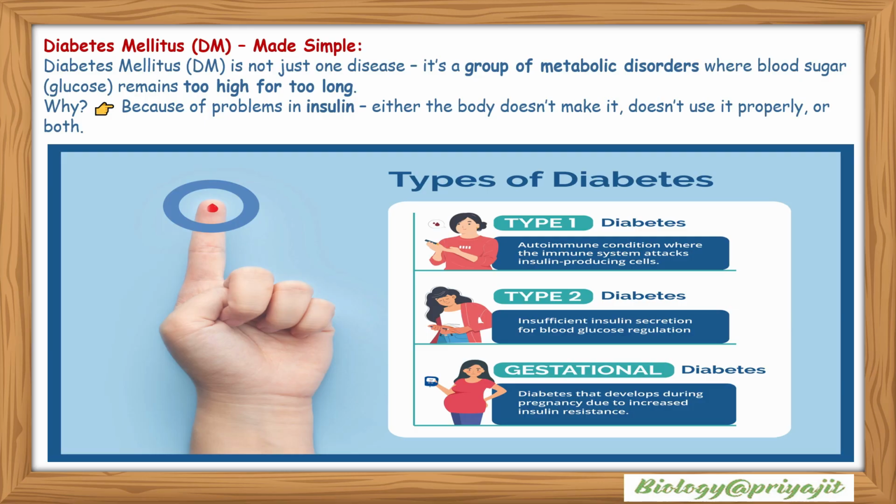Type 1 diabetes is an autoimmune condition where the immune system attacks the insulin producing cells, the beta cells of our pancreas. Type 2 diabetes is insufficient insulin secretion for blood glucose regulation. This is a problem in cell signaling. Here the insulin is produced in our body, but it cannot function properly. What is gestational diabetes? Diabetes that develops during pregnancy due to increased insulin resistance.